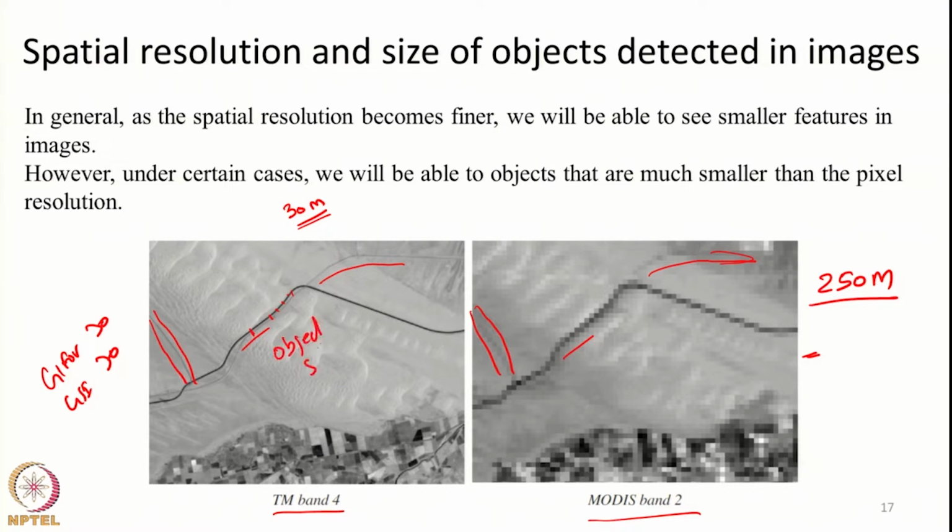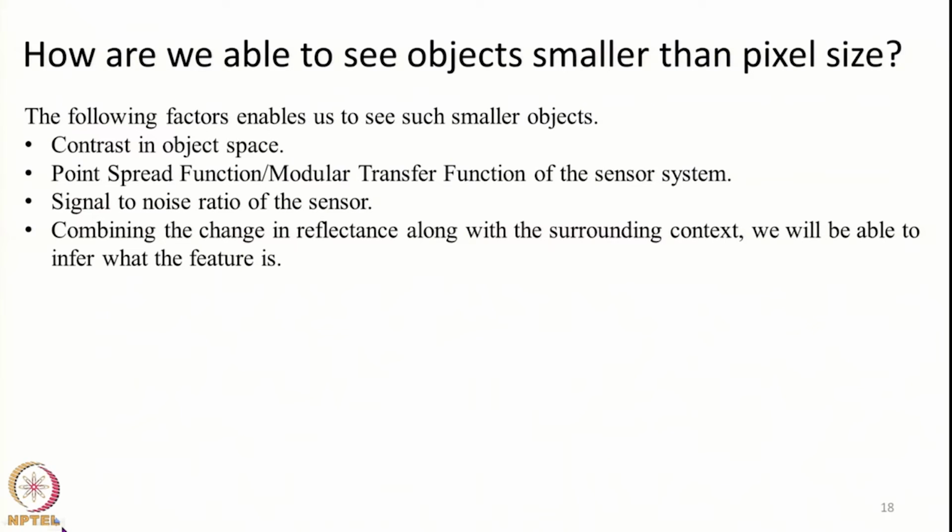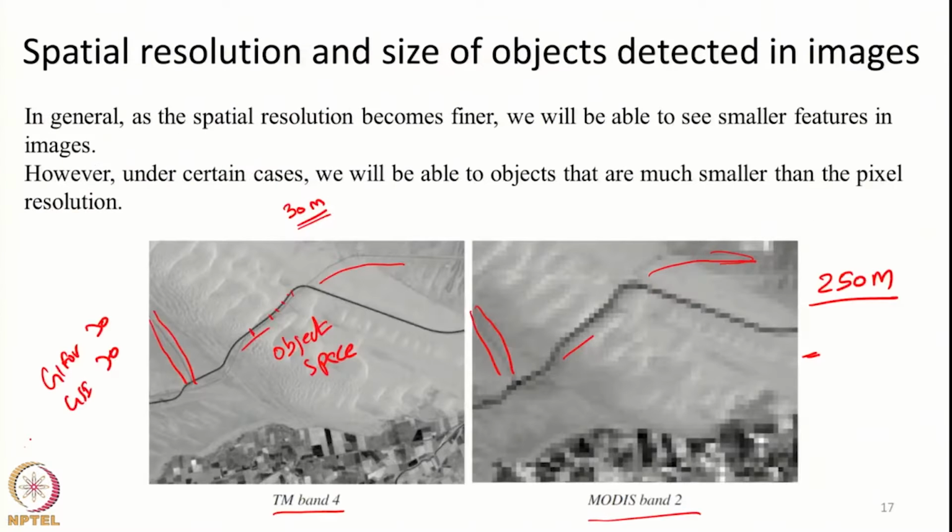This is what we call object space, where the actual object is located on the earth's surface. What characteristics? The first major characteristic is the contrast in the object space. What is contrast in the object space? Let us go back to the previous example. Let us take one GFOV element, which is sensed by any one detector.